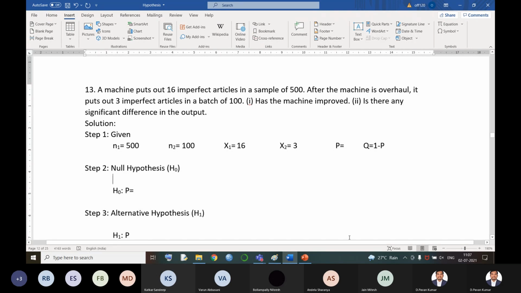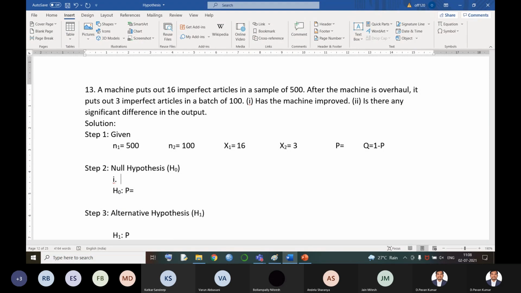Now, we are going to do the first one. Has the machine improved? Machine improved means the number of defective articles has to decrease. The concept is the same, right? If the machine is repaired, then if before there were 10 defective articles, after repairing it should at least put out 5 or 3 or 4 defective articles instead of 10. So the defective articles have to decrease.